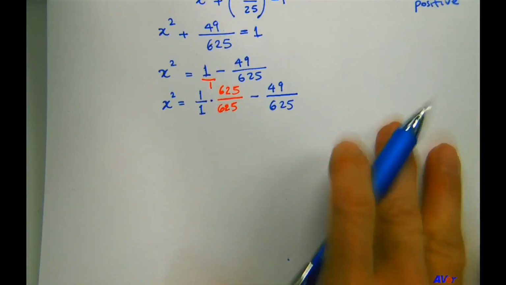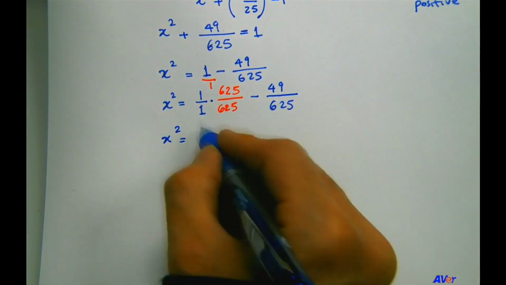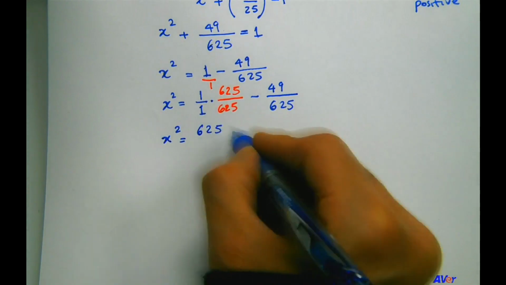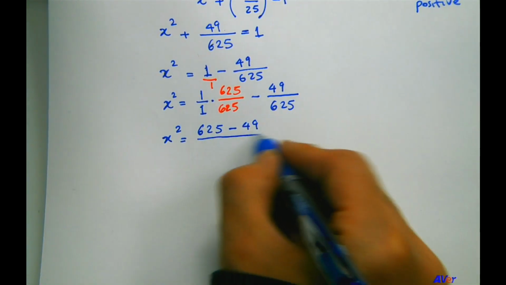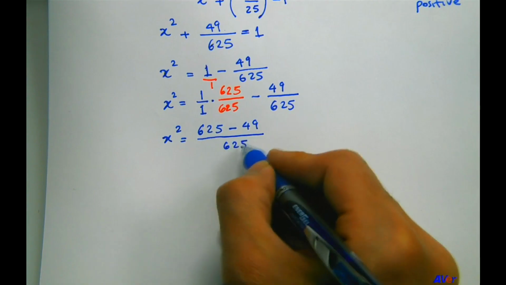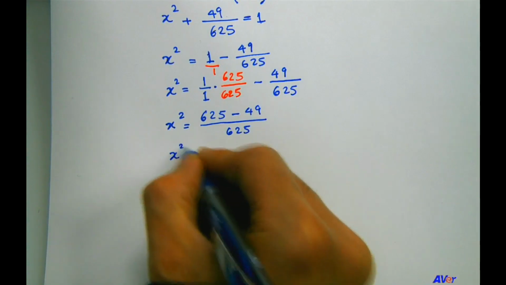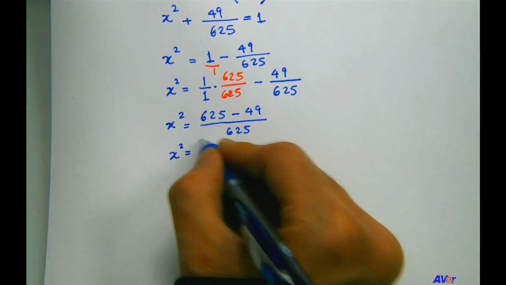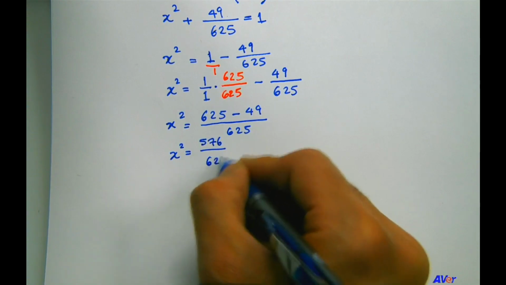Okay, we're getting closer and closer to solving for x. And then we have x squared equal to 625 minus 49 divided by 625. And then x squared is equal to 576 divided by 625.